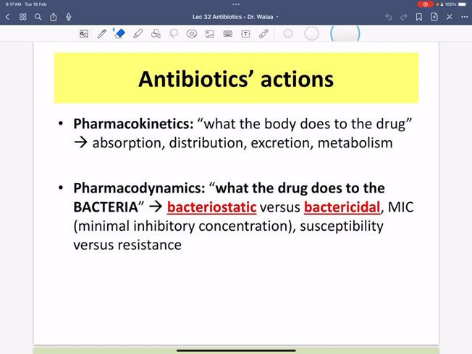Do we know the difference between bactericidal and bacteriostatic antibiotics? Okay, so killing versus inhibition. Okay. Also, when we say pharmacodynamics, we also mean the minimal inhibitory concentration. Do we know what this means? Excellent. So the minimal concentration of the antibiotic needed so that when we look at the plate, we see that the growth of the bacteria has been inhibited. Okay.